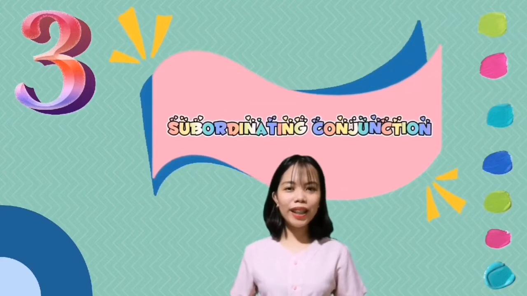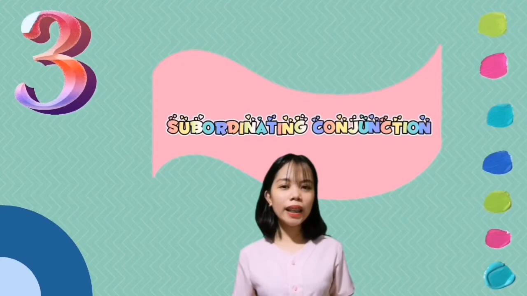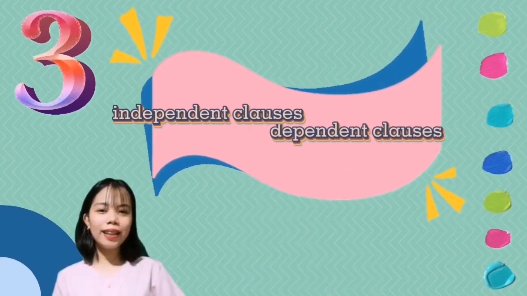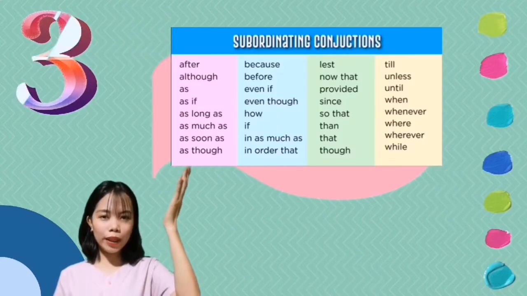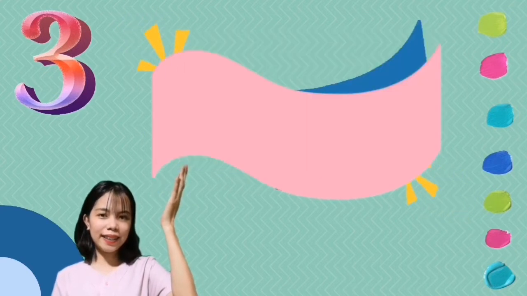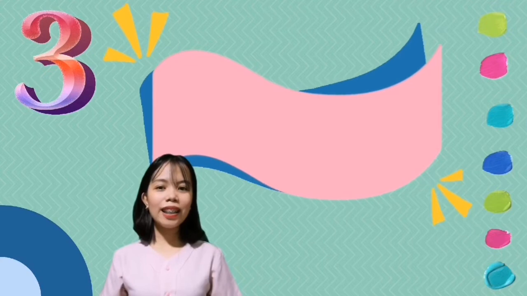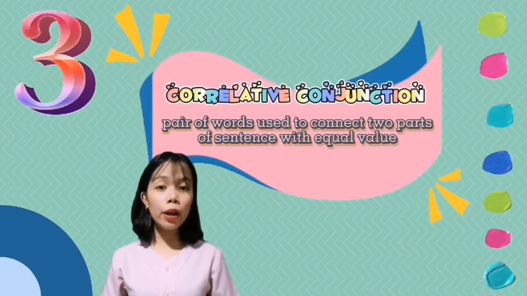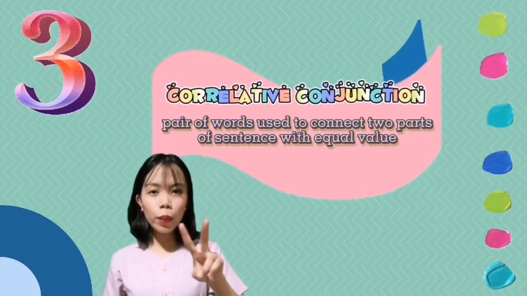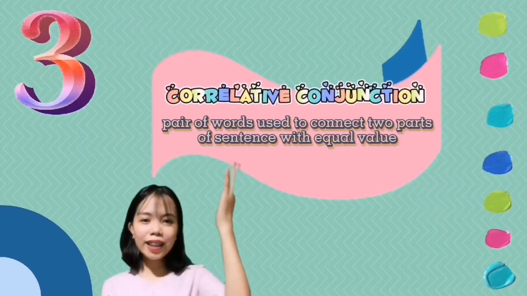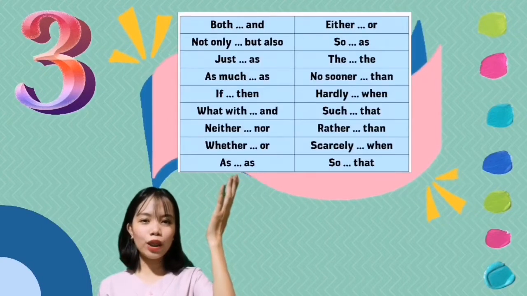Second one is subordinating conjunction. Subordinating conjunctions join dependent clauses to independent clauses. And these are the examples of subordinating conjunction. The third one is correlative conjunctions. Correlative conjunctions are pairs of words used to connect two parts of a sentence with equal value. And these are the examples of correlative conjunction.